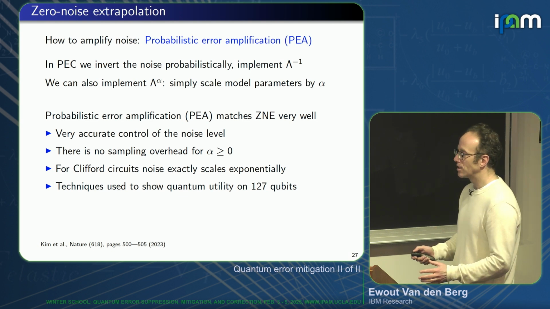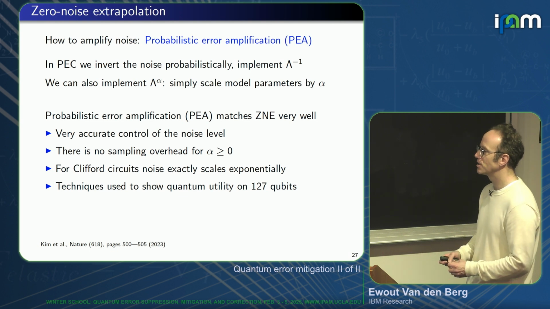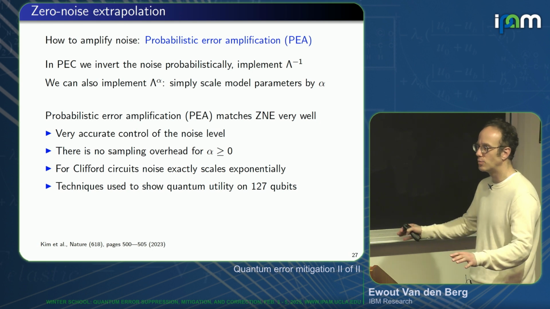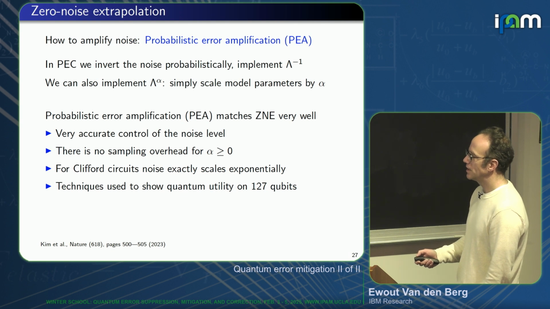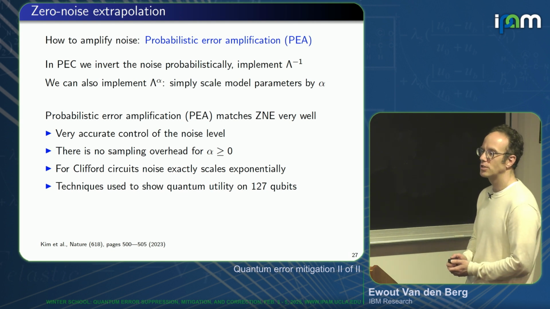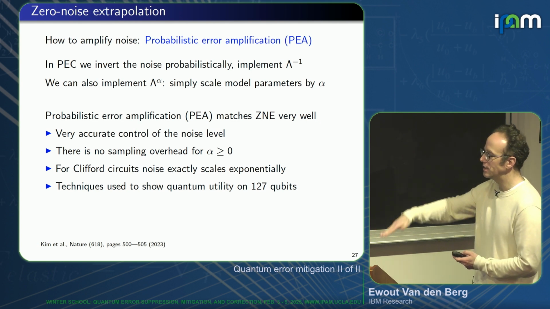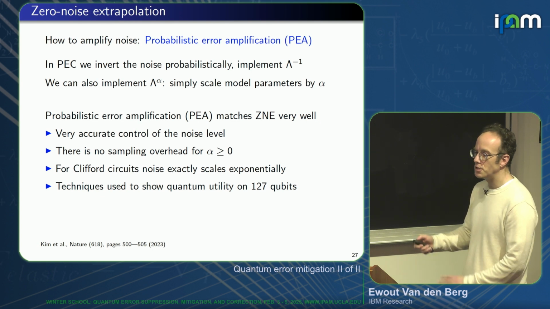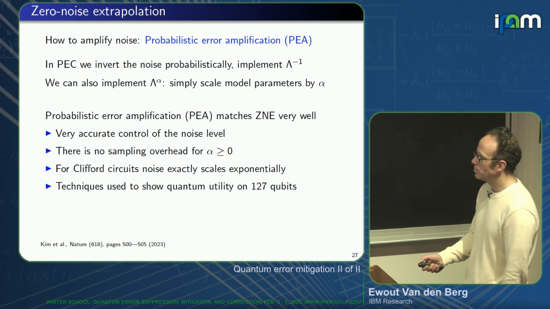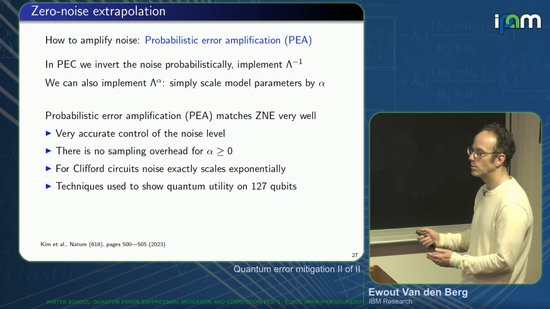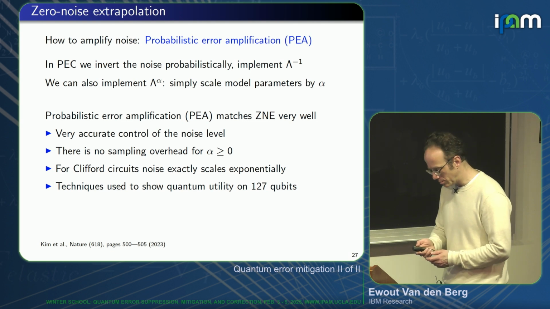Unlike error cancellation, where alpha is less than 0, if alpha is greater or equal than 0, there's no sampling overhead because it stays in a Pauli channel. And if your circuit is Clifford, then your noise exactly scales exponentially. So your observable values really scale according to an exponentially decaying curve, which means that extrapolation would actually be exact in that sense. So this technique has been used to show quantum utility on a 127 qubit example in this work by the IBM group.